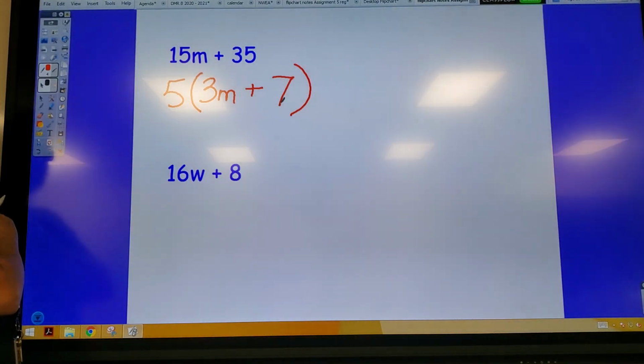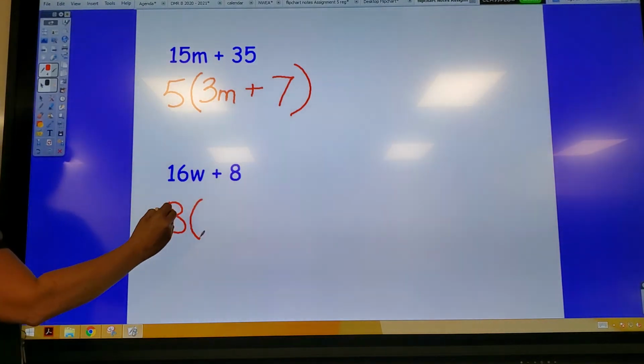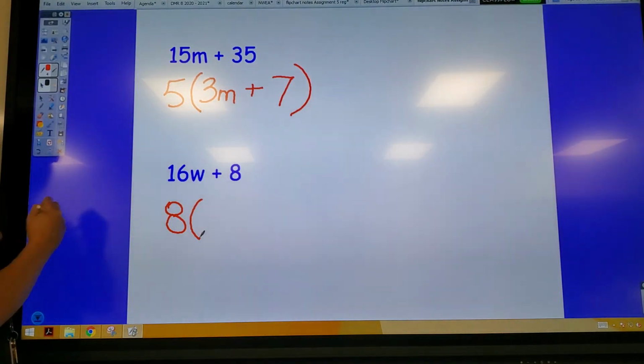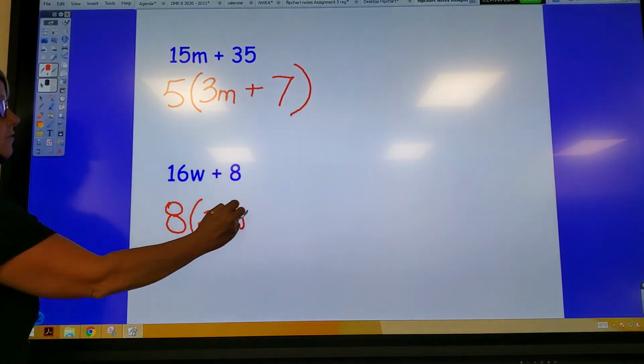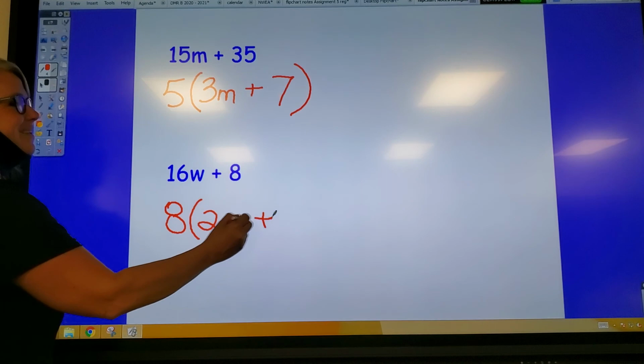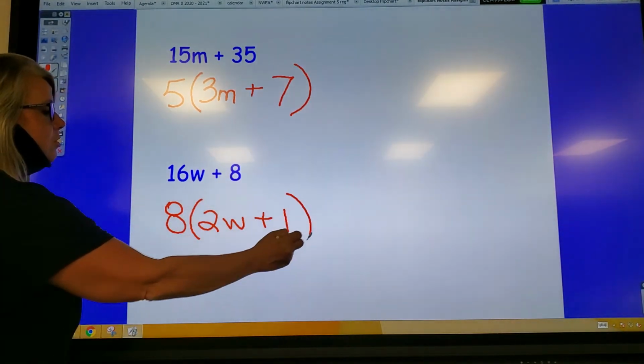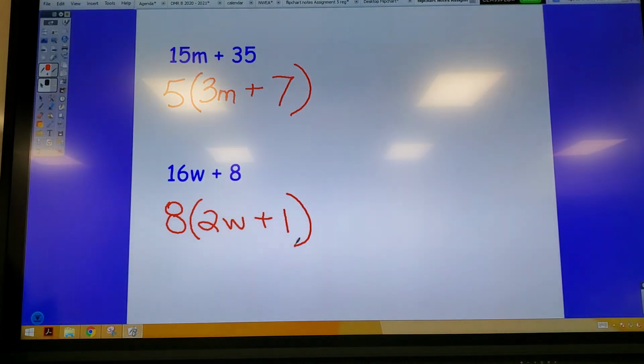All right, this one here, 16 and 8. What's the GCF of 16 and 8? 8. 8 times what is 16w? 2. Don't forget your variables, okay? 2w. Plus. 1. Oh, I didn't trick anybody. 8 times what is 8? 1. You have to have that 1 there. Okay, you have to have the 1 there. Very good. Almost done.